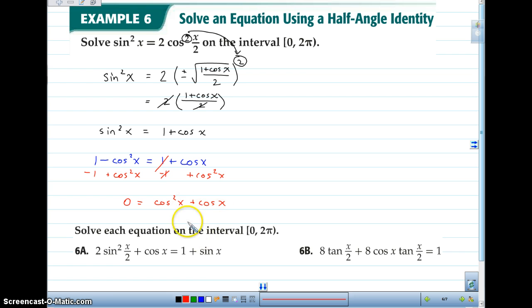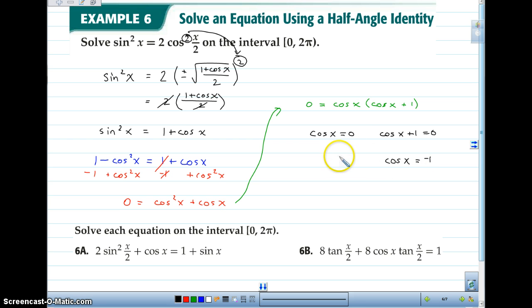And now I can look between these two and see that I can factor a cosine out. Don't be tempted to cancel the cosine out, you want to factor it. So I'll continue up here. This is 0 equals 1 cosine factored outside, leaves inside 1 cosine of x plus 1. And now we just set each of the factors equal to 0. So when cosine of x equals 0, and when cosine of x plus 1 equals 0. So we're looking for where cosine is equal to 0, which would be at pi over 2 and 3 pi over 2, and where cosine of x is equal to negative 1, which would be at pi. And those are our solutions.